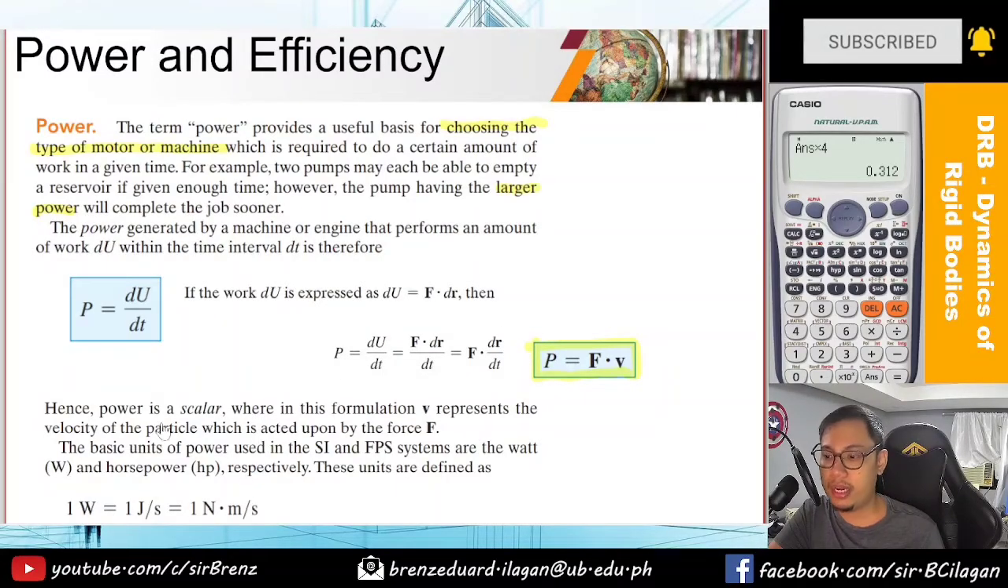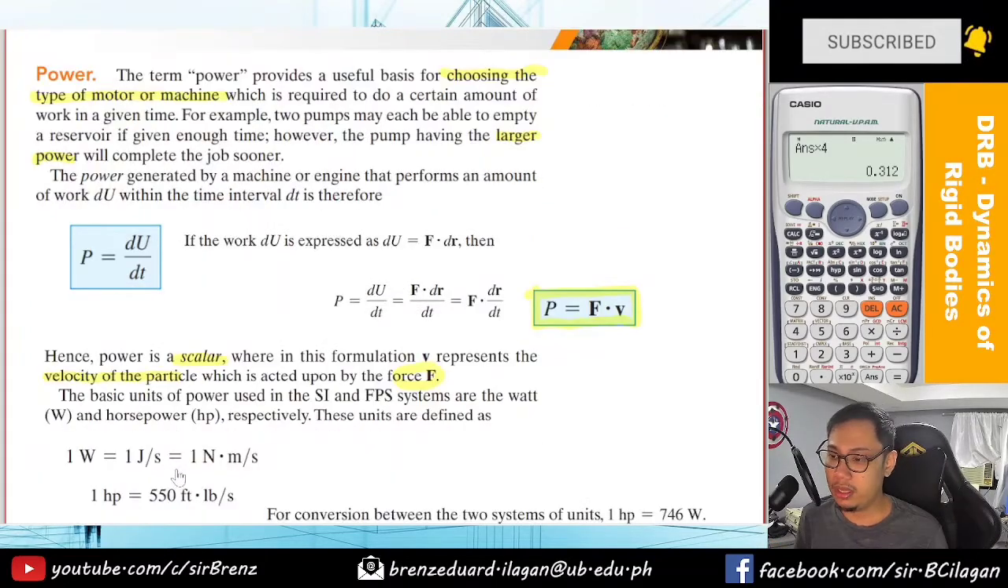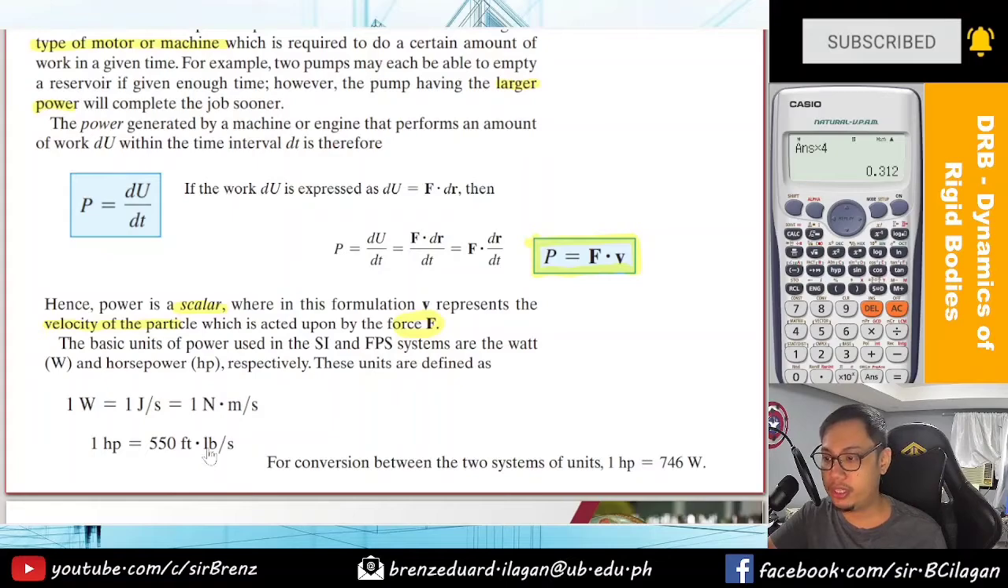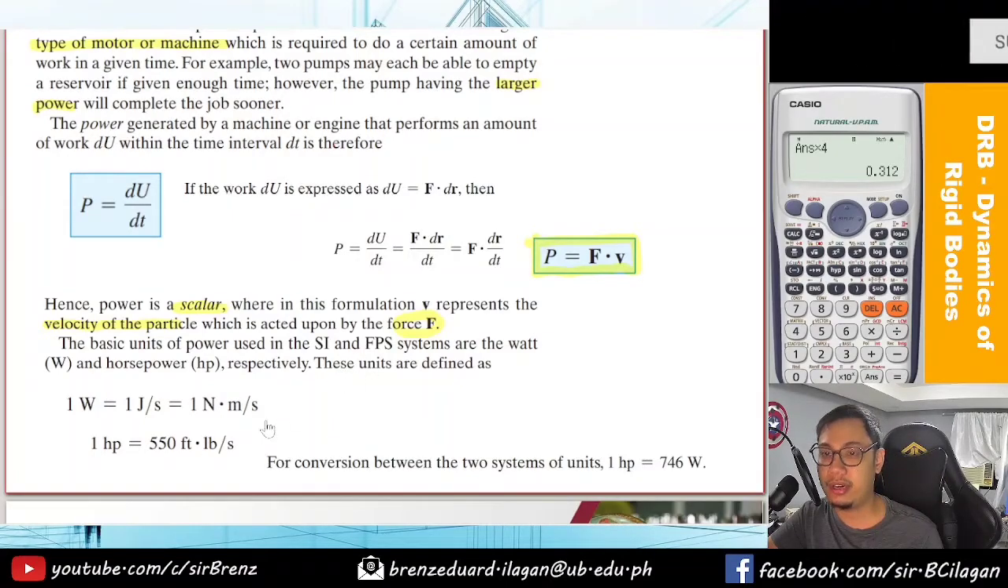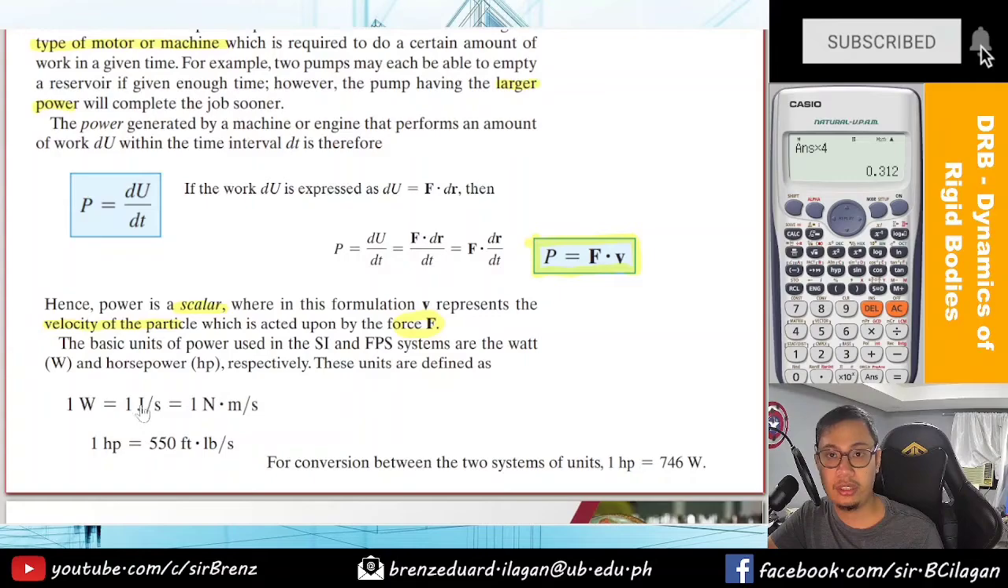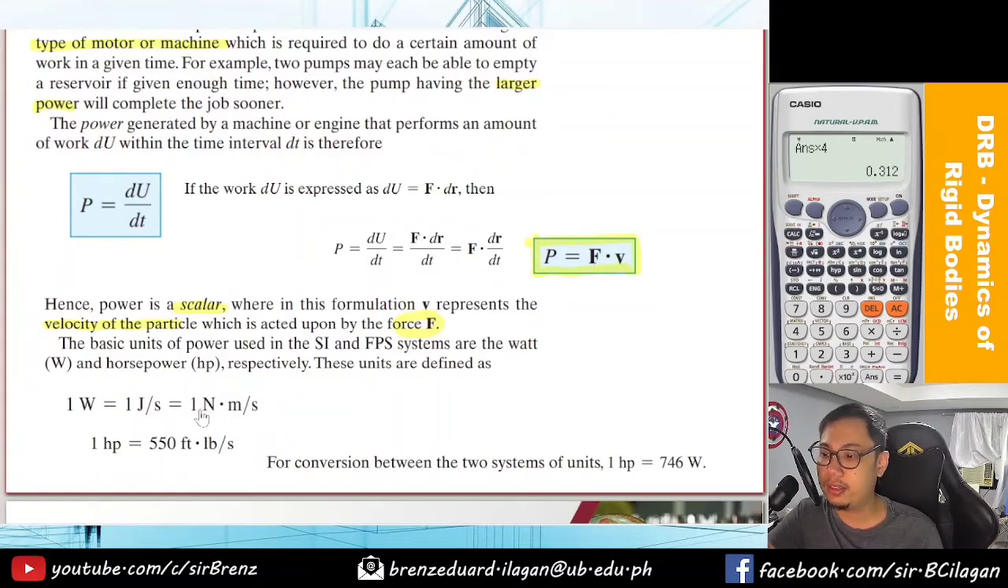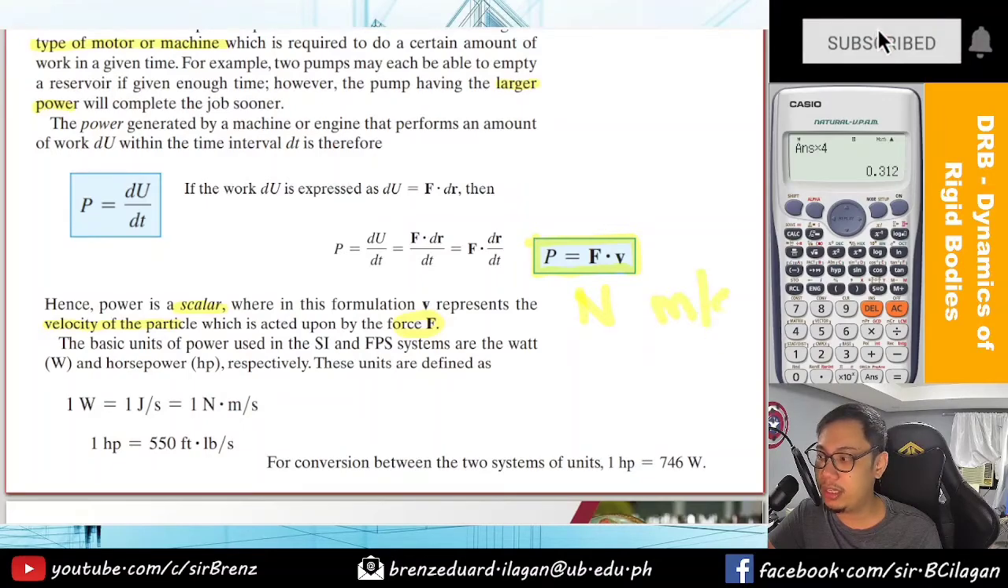Hence, power is a scalar, where in this formulation our v represents the velocity of the particle which is acted on by the force F. The basic units of power used in the SI and FPS systems are the following. We have the watt, and when you expand the watt, it is just equal to joules per second. And we know that the joule is equal to newton-meter, which satisfies this formula because, again, our F is in newtons and the velocity is in meters per second.